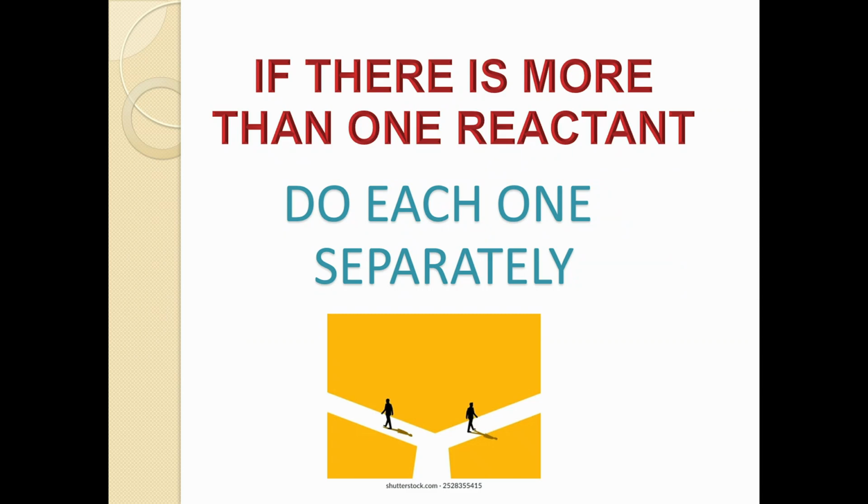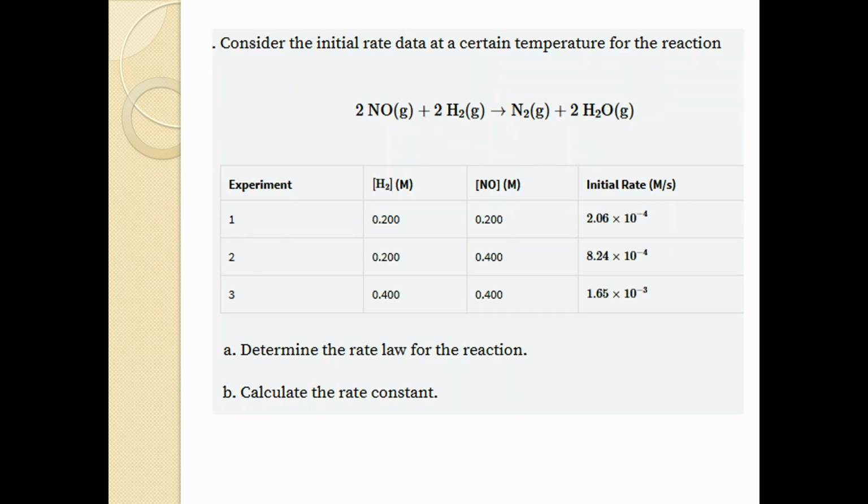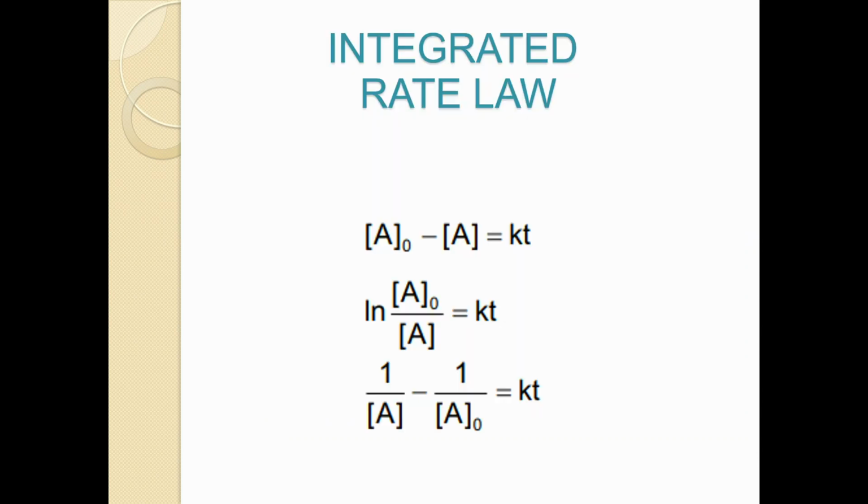If there's more than one reactant, do each one separately with a set of experiments where only one changes. So I'll pick experiments 1 and 2 because H2 stays the same to solve for NO, and I will use experiments 2 and 3 to solve for H2 because H2 is the only one that changes. I will find an n value for NO and an m value for H2, put them all together into the rate law, and solve for k.